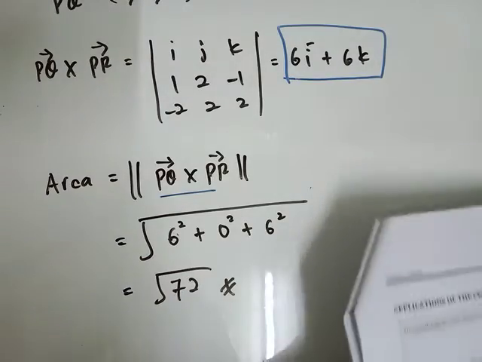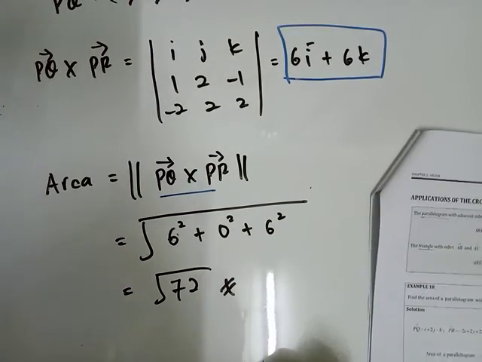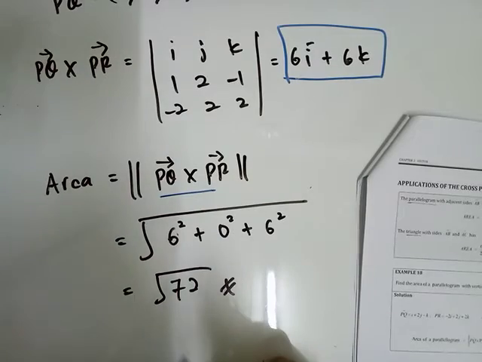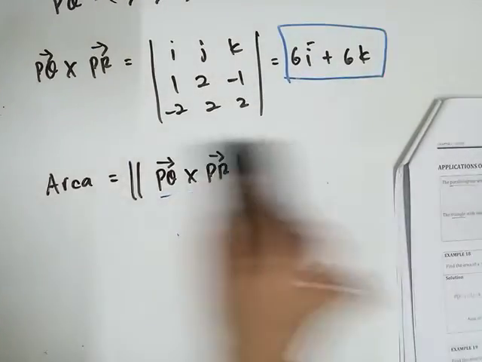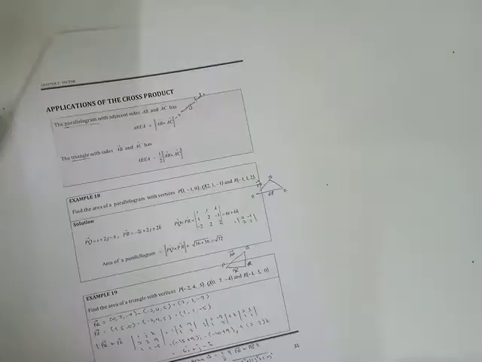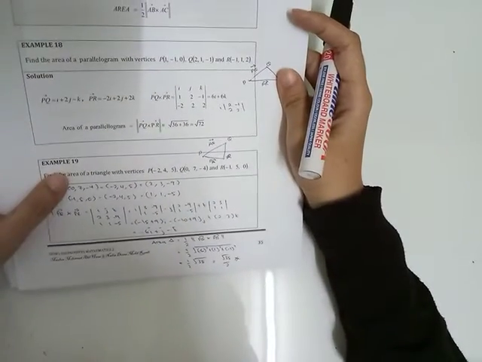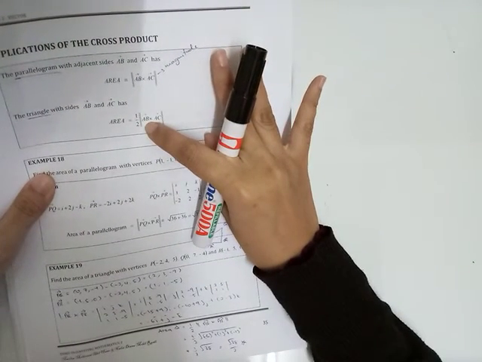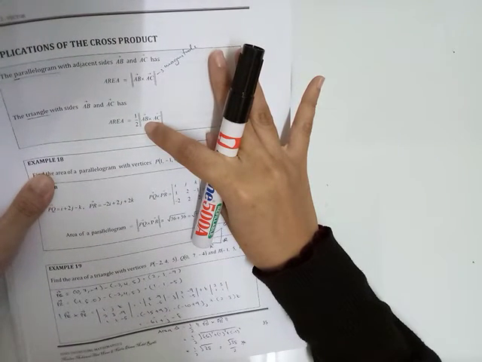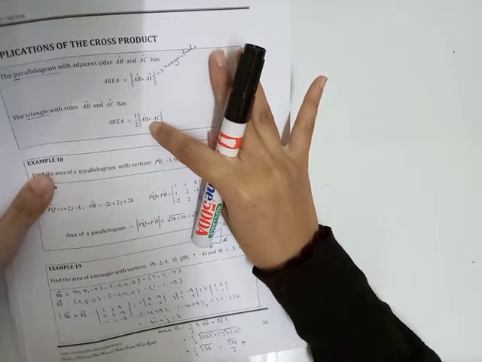So, this is the answer. Okay, for example 18. Ni faham nah? Saya tunjuk ni untuk cari area of a parallelogram. Okay. And then, how to find the area of triangle? To find area of triangle, look at example 19. Dia bagi point dia. Area of triangle, we have to use the formula 1/2 times dengan the length of vector AB cross vector AC. Okay, dia dalam tu dah ada bagi tahu formula dia.